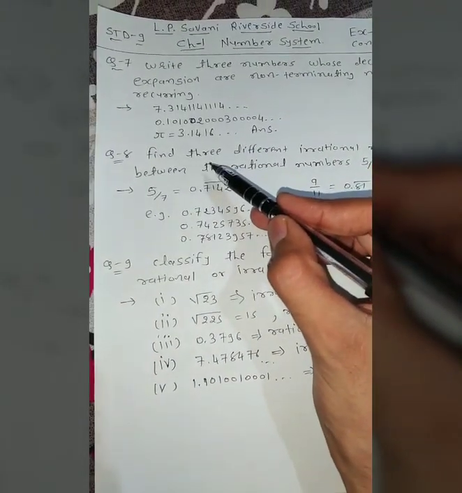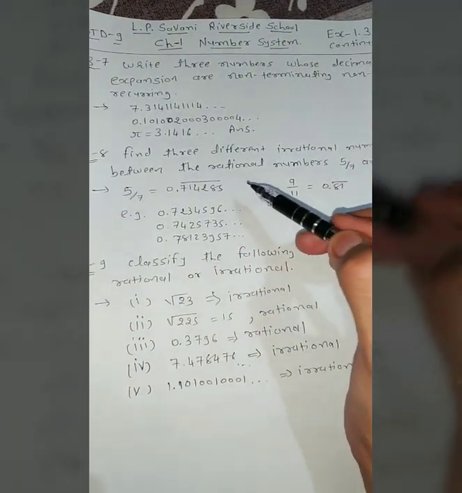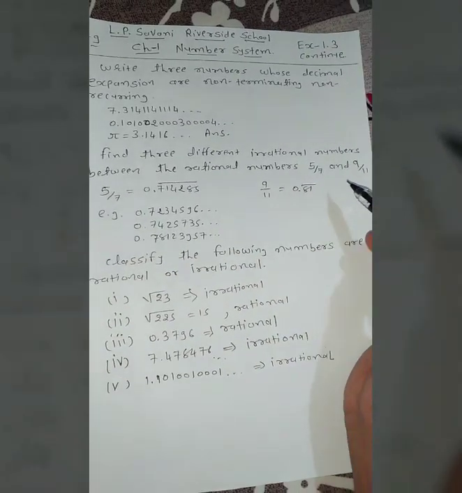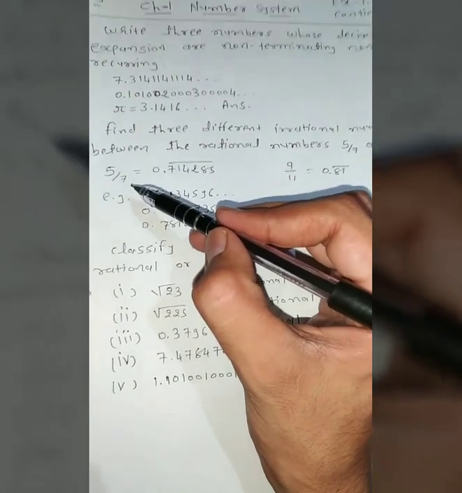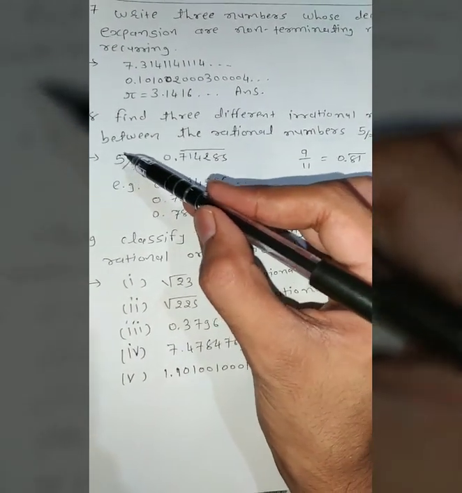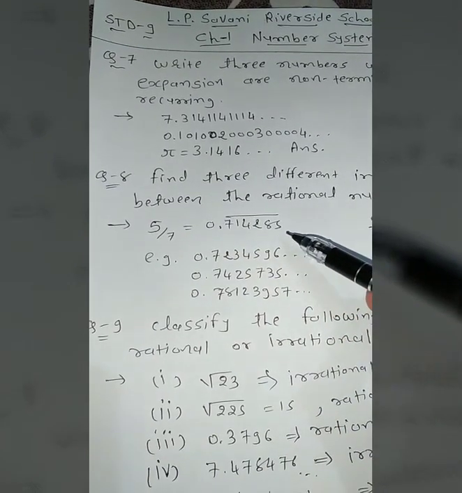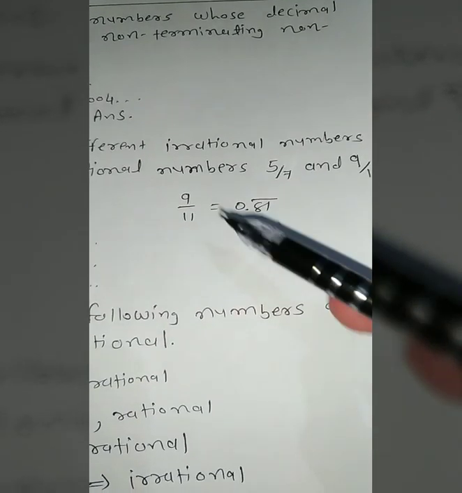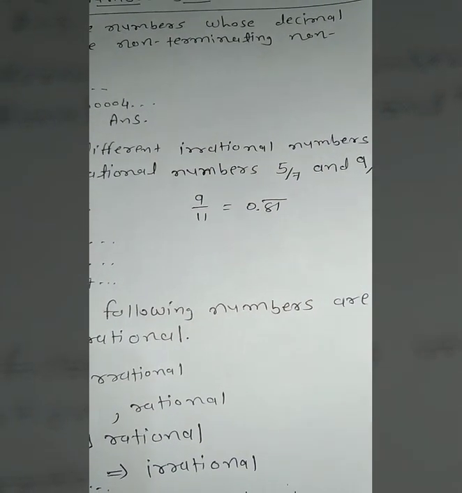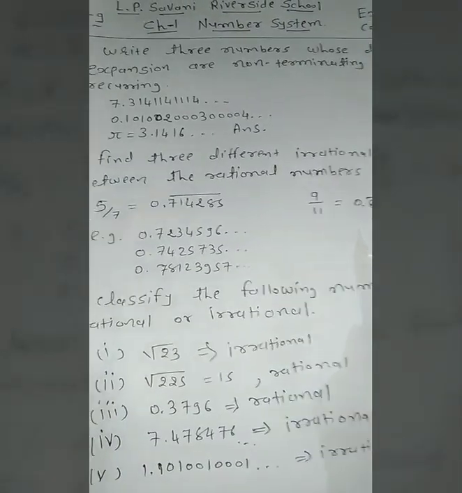In question number 8, find three different irrational numbers between the rational numbers 5/7 and 9/11. First of all, write them in decimal form. Divide 5 by 7 and you get 0.714285, and the decimal form of 9/11 is 0.81 bar. So these two are our numbers.